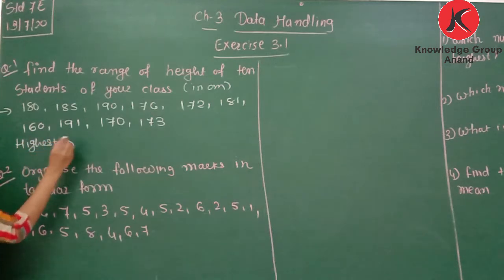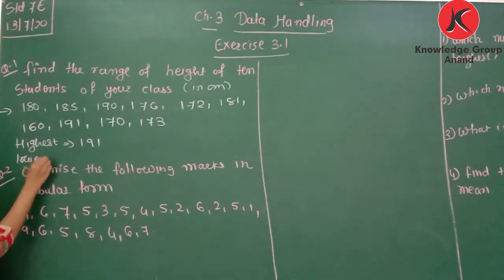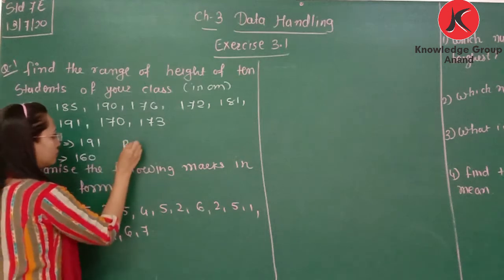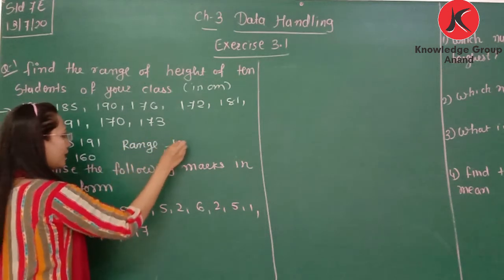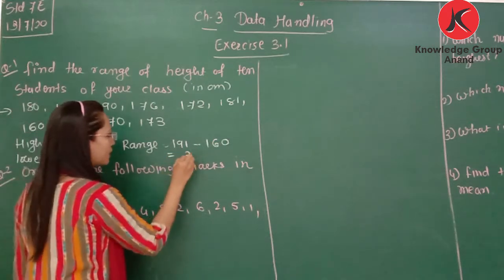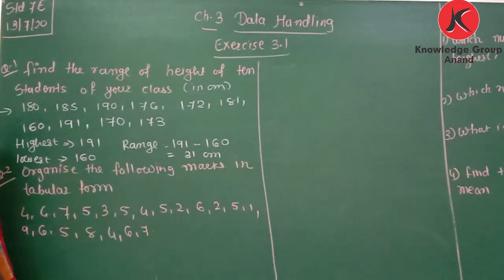So to find the range we need to select the highest height, which is 191, and the lowest. What is the lowest height? It is 160. So range will be 191 minus 160, that is 31 centimeter. Clear? This way you can find the range.